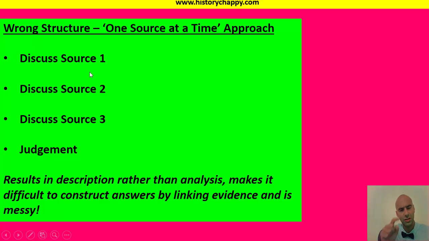And what you can't do if you're just doing one source at a time is link sources together to construct strong arguments for or against that interpretation. So don't do that. It doesn't work, it's difficult, it's messy, and it's just generally simplistic and will lead to you just describing the sources, which is not what you want. You want to construct arguments that support, then challenge, then you reach a judgment. So don't do it that way. Don't do one source at a time. It doesn't work, and it will lead to low marks. So do it the other way, not this way.